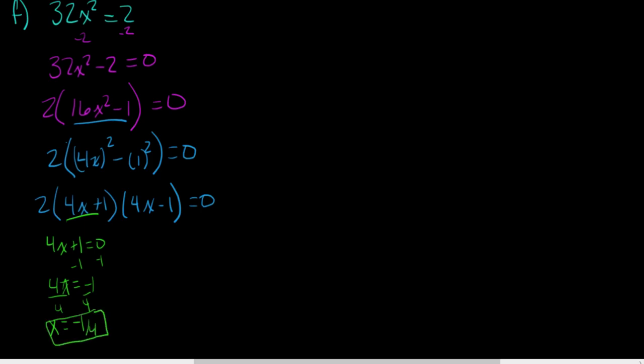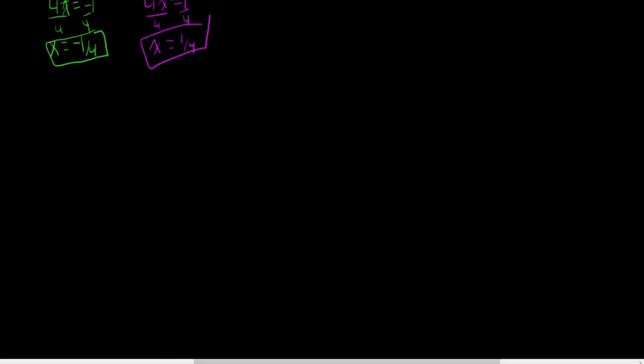Now over here, I'll take 4x minus 1 and set it equal to 0. I'll add 1 to both sides, so I get 4x is equal to 1. Divide both sides by 4, and I get x is equal to 1/4. And that's letter F. Alright, letter G. Again, I know I'm blowing through this, so if you're having a hard time, slow it down or rewind it and watch it again.